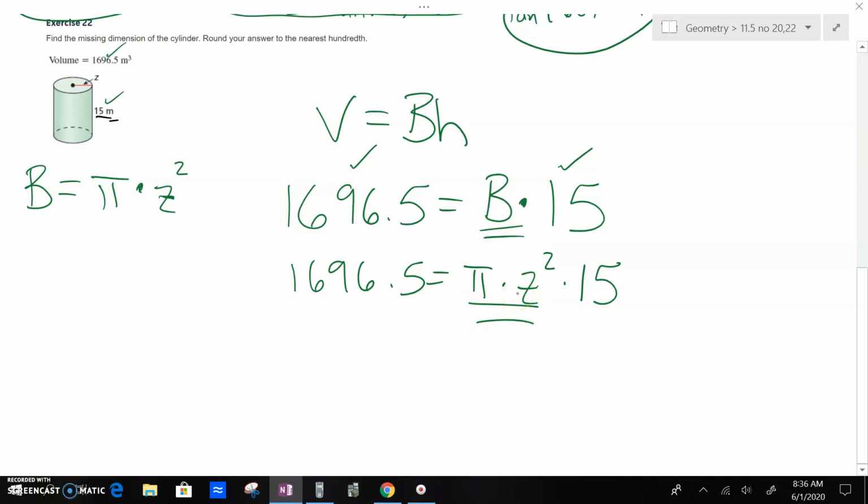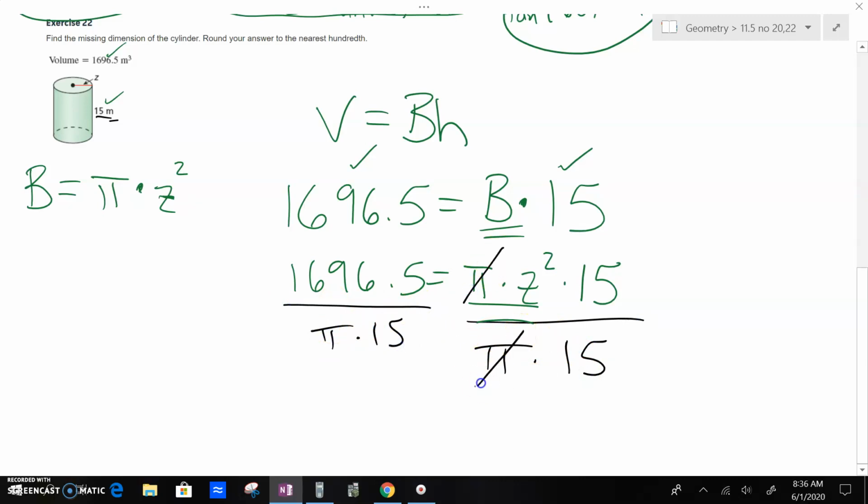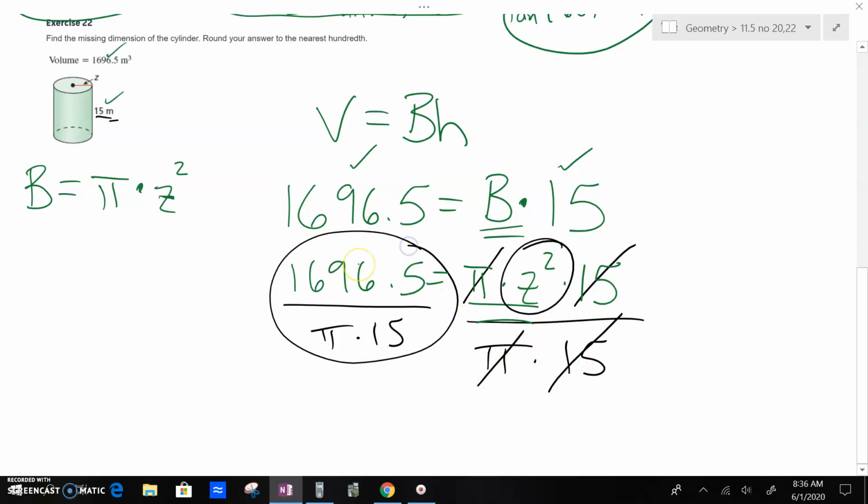So now I'm going to let the calculator do the work from here on out. I'm going to divide, I'll switch pens here. I'm going to divide both sides by pi and 15. And when I do that, what happens over here is those cancel, and I'm left with just z squared. And what happens over here is I'm going to get a number. So let's go get that number.